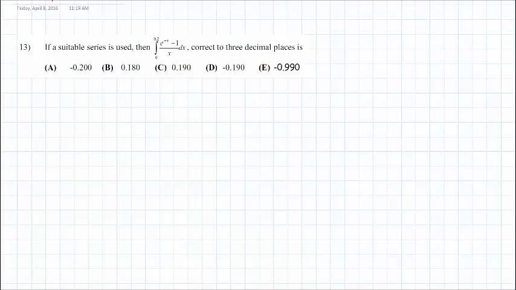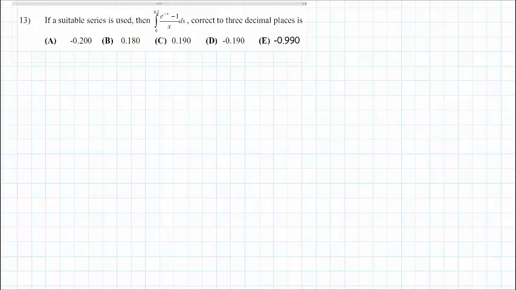Here's problem number 13. In this particular problem, what we're going to do is ask, what is the suitable series for this particular integral? Let's remind ourselves that the series for e to the x is 1 plus x plus x squared over 2 factorial plus x cubed over 3 factorial, etc. Then what does e to the negative x look like?